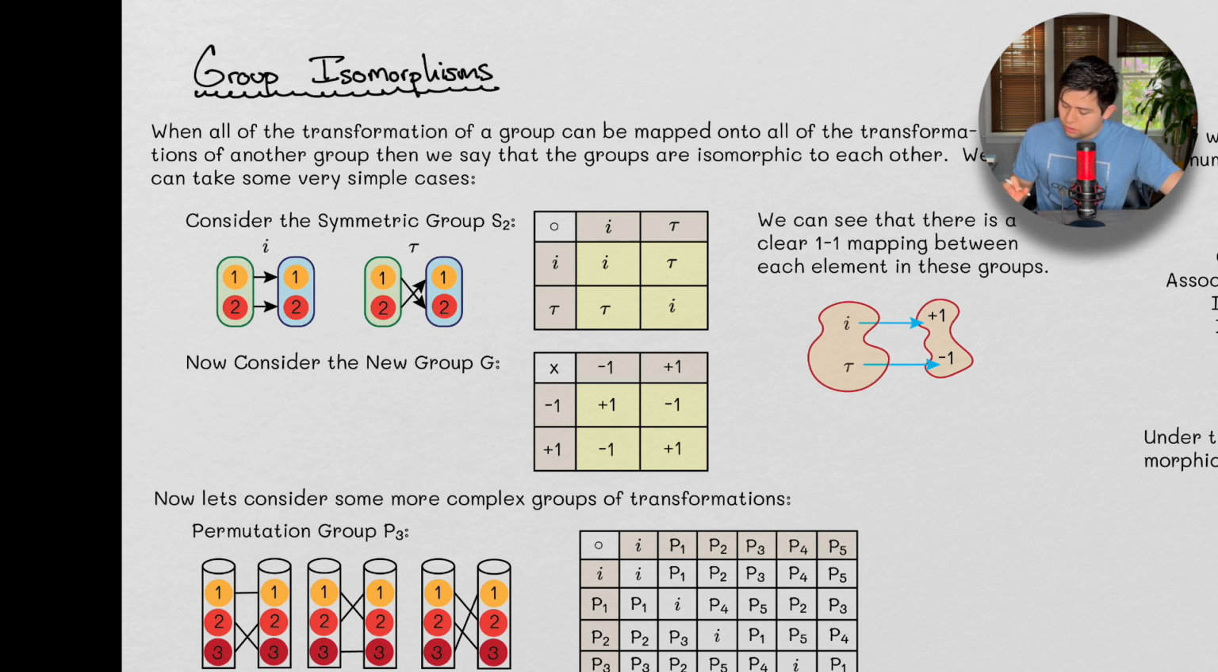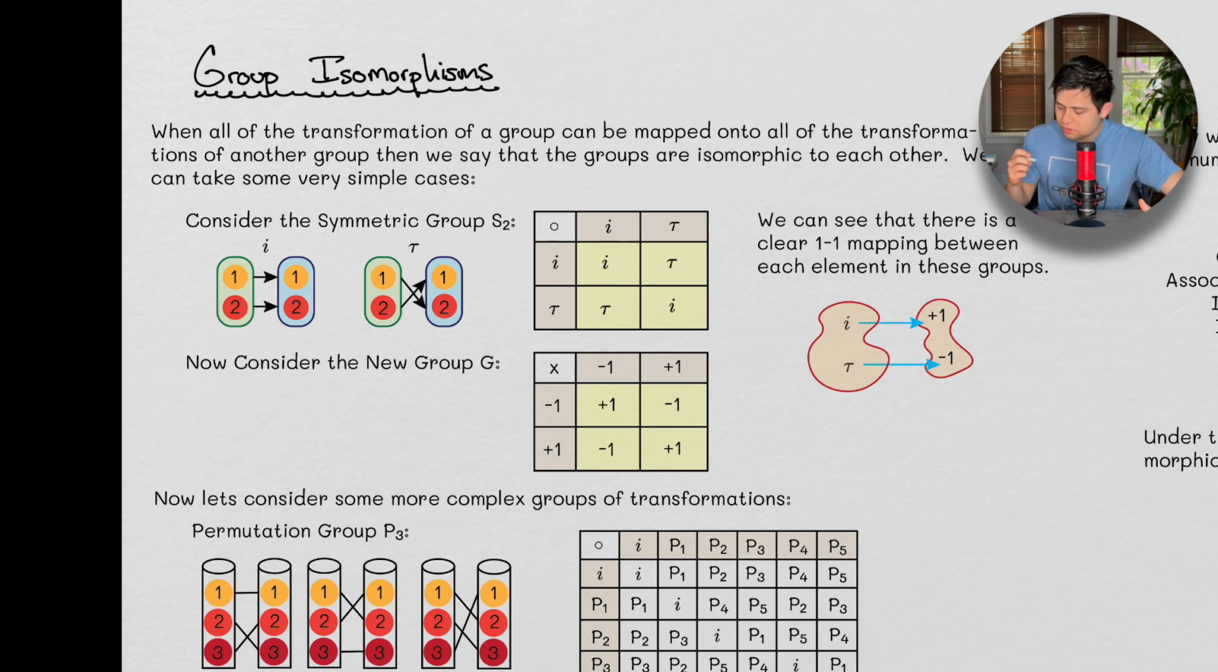So when all of the transformations of a group can be mapped onto all of the transformations of another group, then we say that the groups are isomorphic to each other. We could take some very simple cases. So we're going to go through a couple of examples here, and we're going to see what exactly group isomorphisms are visually speaking.